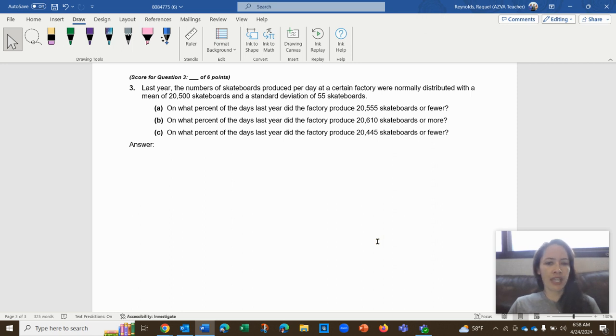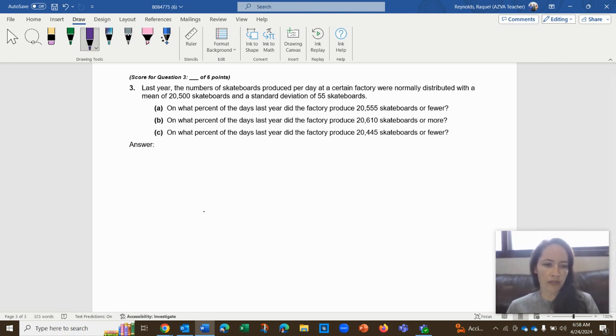Last year, the number of skateboards produced per day at a certain factory were normally distributed with a mean of 20,500 skateboards. That's wild. A day. It doesn't even make sense. The story problem is ridiculous. And a standard deviation of 55 skateboards. What that means is they've calculated how many skateboards they produce each day. On average, it's 20,500. One standard deviation is 55.